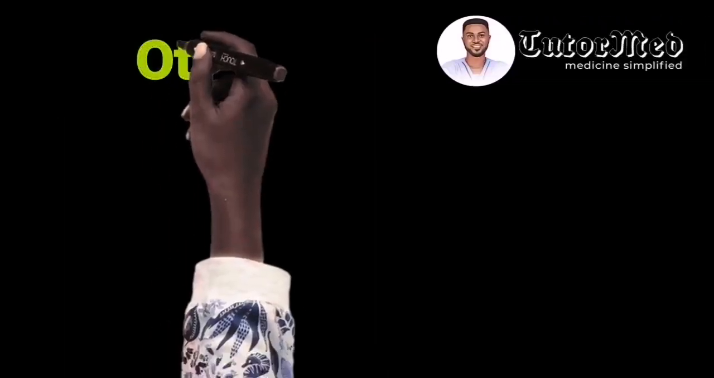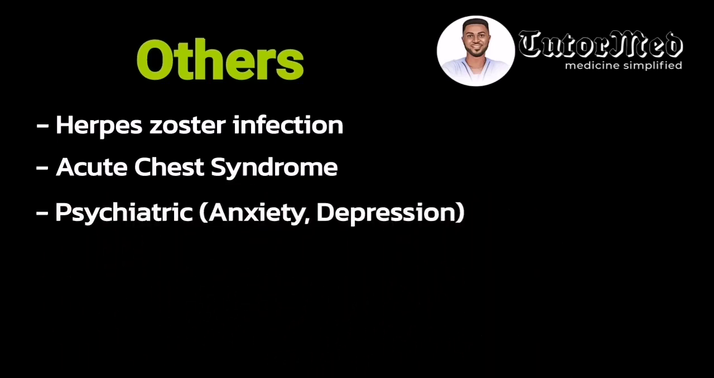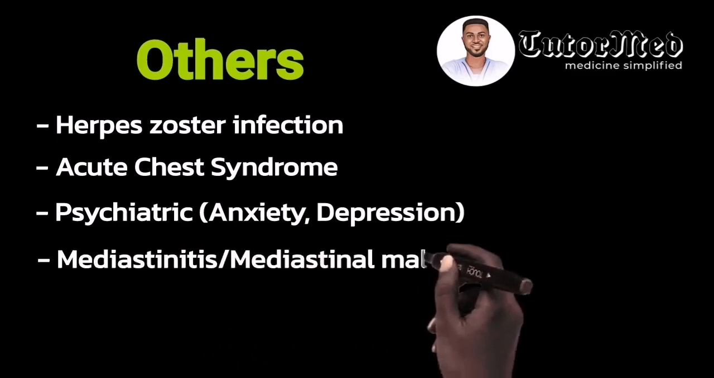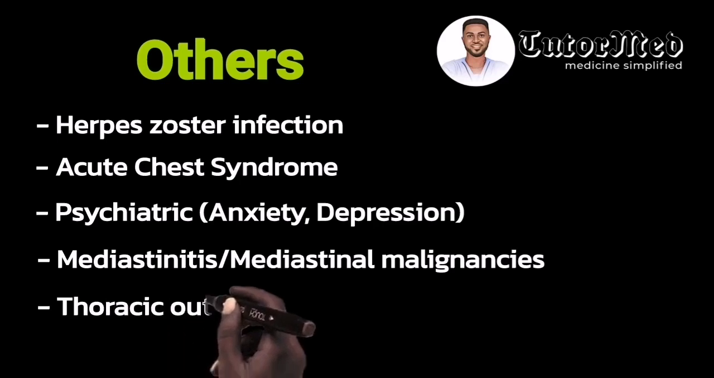Now let us consider other causes of chest pain. It could be due to herpes zoster infection, which is actually a reactivated varicella zoster infection. It could be due to acute chest syndrome, which is very important to consider if our patient has sickle cell disease. We have psychiatric conditions like anxiety, depression. It could be due to mediastinitis, inflammation of the structures within the mediastinum, or mediastinal malignancies or masses. It could also be due to thoracic outlet syndrome.